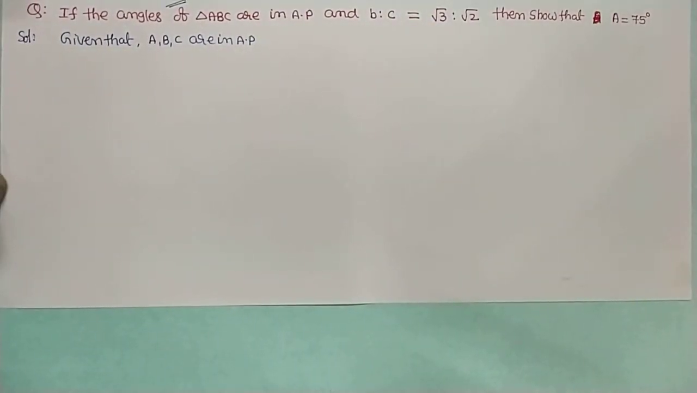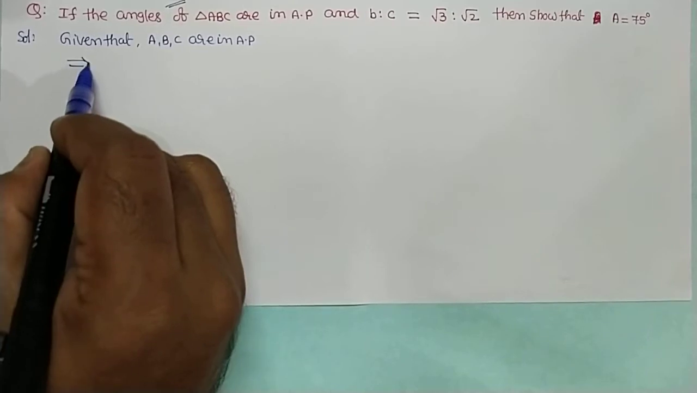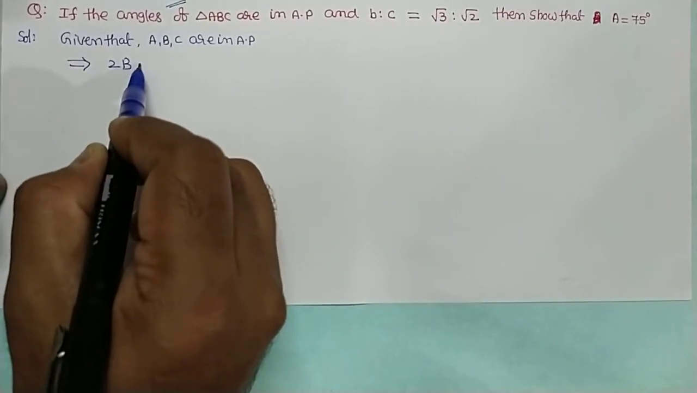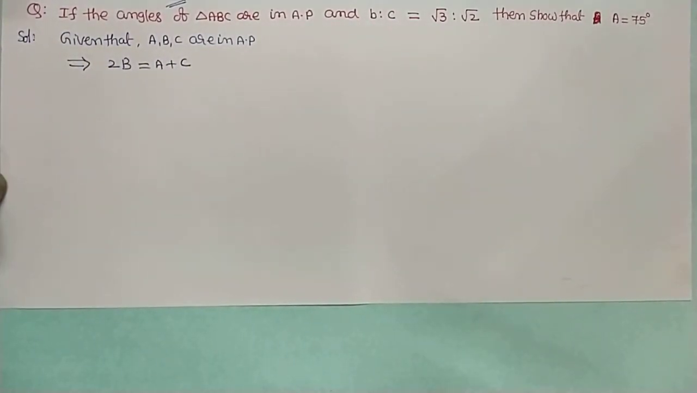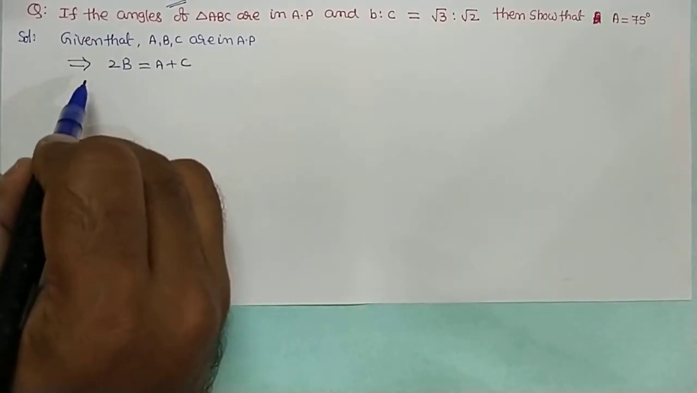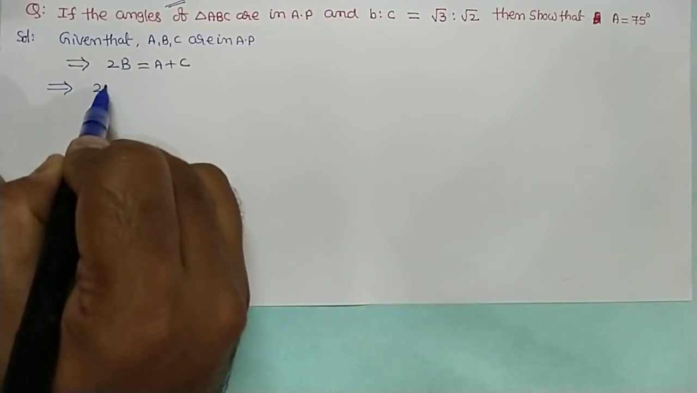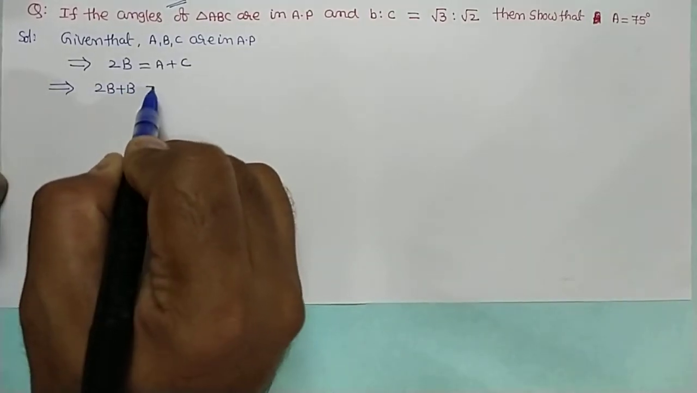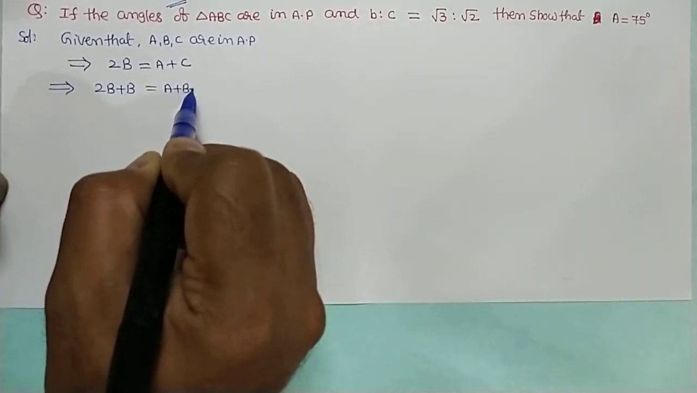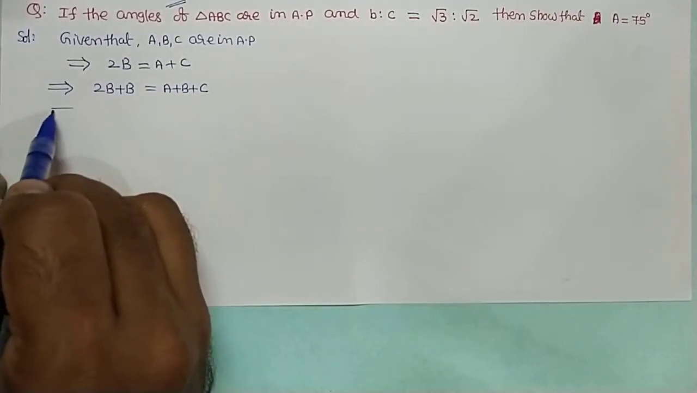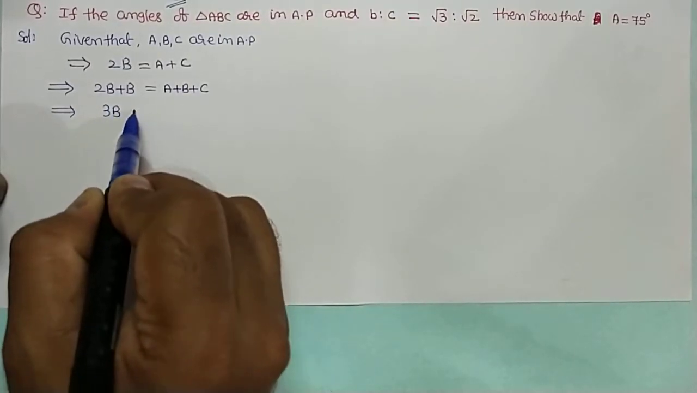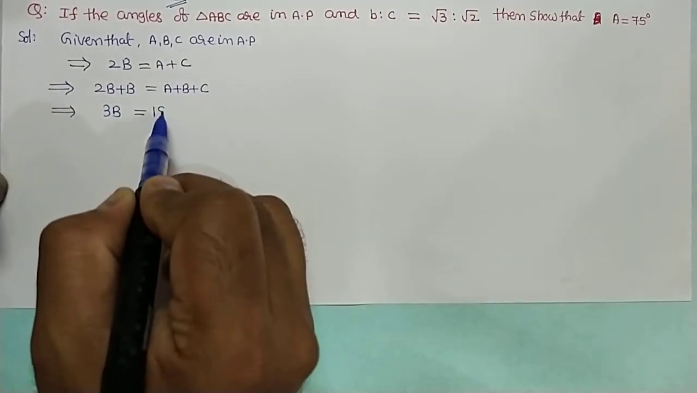Whenever angles are in AP, we know that twice the middle equals the sum of the extremities. So 2B equal to A plus C. We know that in triangle ABC, A plus B plus C is equal to 180, so B is not there. Adding B on both sides, 2B plus B is equal to A plus B plus C. So 2B plus B is 3B, which is equal to, we know that A plus B plus C is equal to 180 degrees. Is it right?